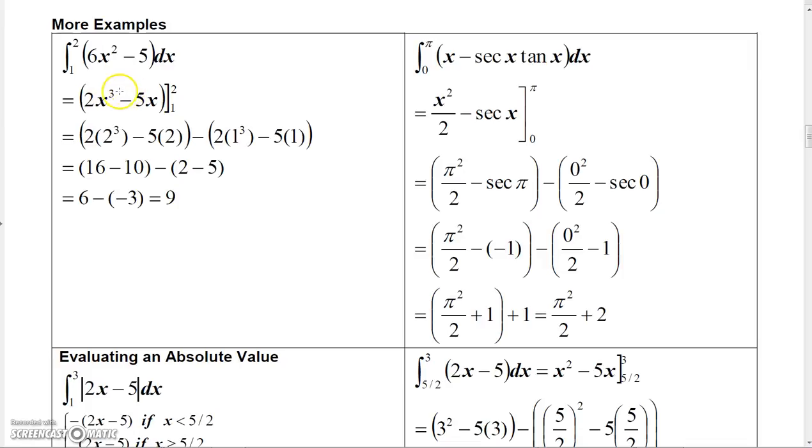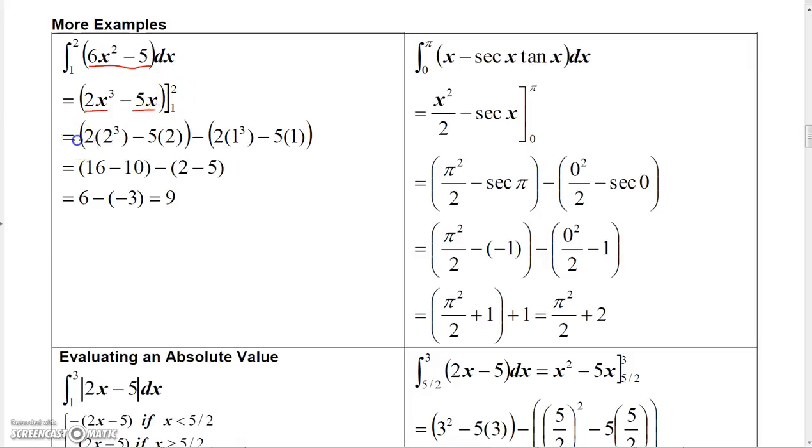Okay, I got a couple more examples here. Notice this one from 1 to 2, 6x squared minus 5. So you just integrate each term of this. So 6x squared, if I integrate, I get 6x cubed over 3, which is 2x cubed. And then when I integrate minus 5, I get minus 5x. And then I'm evaluating it from 1 to 2.